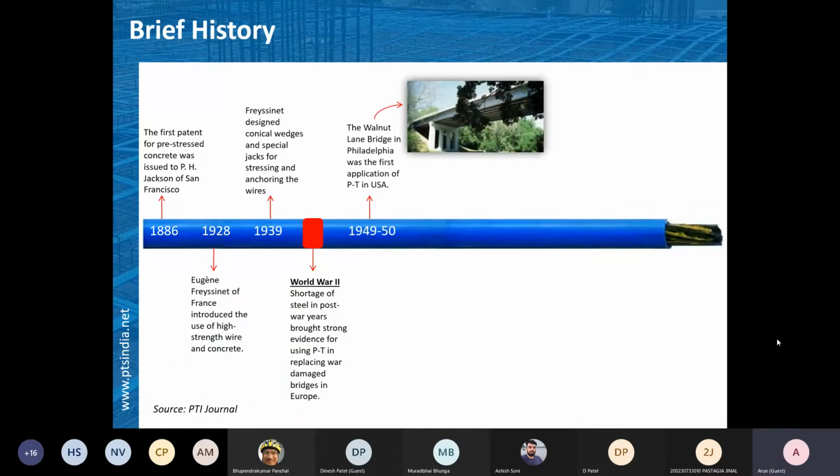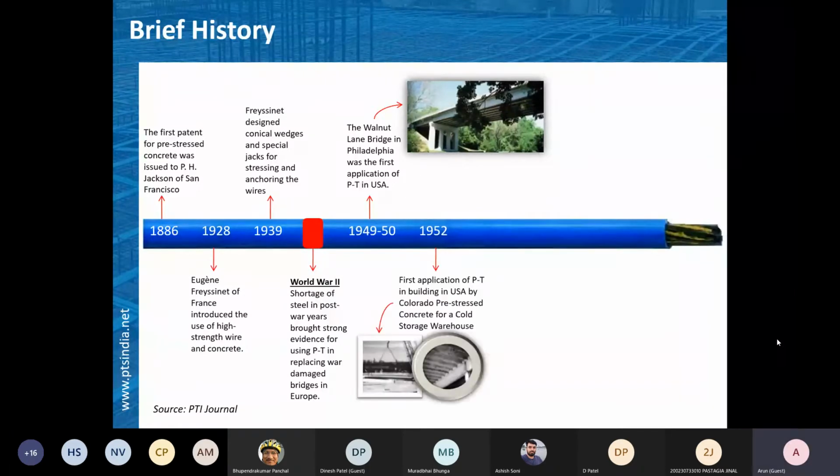Then in 1949-50, there was the first bridge, known as Walnut Lane Bridge in Philadelphia. That was the first bridge in prestressing in USA. Then in 1952, the first building in Colorado, a cold storage warehouse. And in the 1960s, the first use of this technology in nuclear containment.